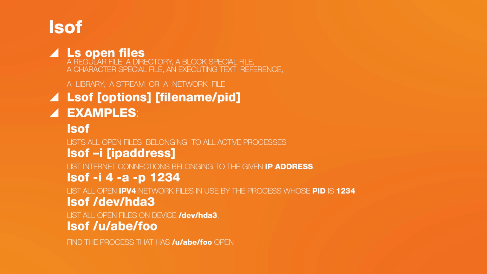lsof -i IP address will list internet connections belonging to the given IP address. Now the next list open file command will list all open IPv4 network files. And certainly it can list all open files on a device, and also it can find a process that has the given file open. Most interestingly, you can use lsof to find malicious processes that use hidden disk spaces.